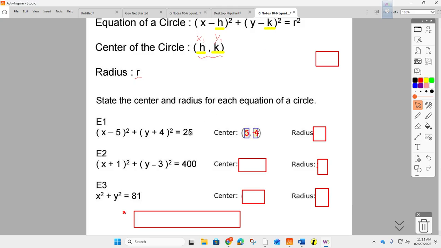And now, since this is the radius squared, how can we find the radius? Just take the square root, right? So the square root of 25 is 5 and negative 5, but remember, the radius, we're talking about the length of the radius. The length is always positive, so we don't worry about the negative square root.